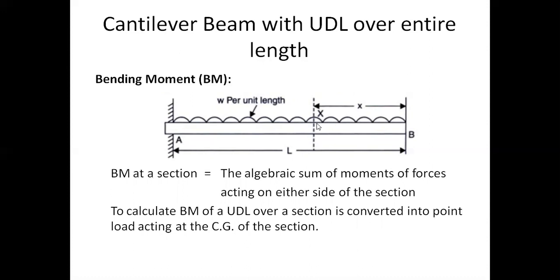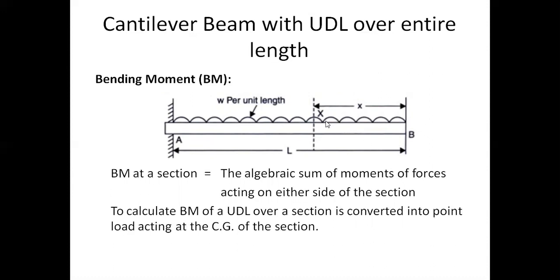But here the load is spread over the entire span. If you take the right section from X to B, the UDL is spread over it. Therefore, it is very important to note that whenever we calculate the bending moment of a UDL over a section, we have to convert this UDL into a point load. So what will be the equivalent load to this UDL?